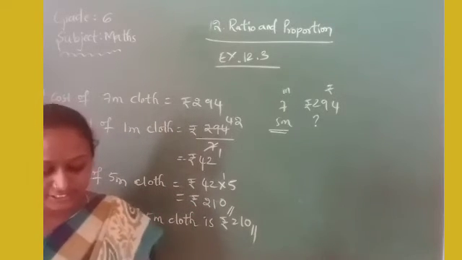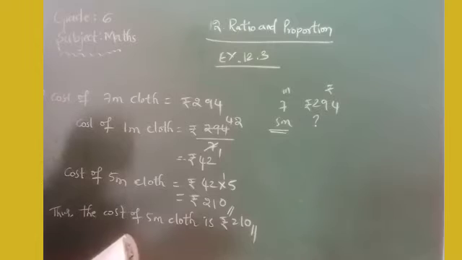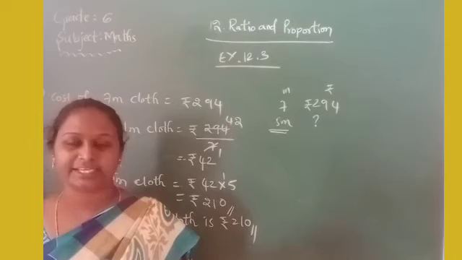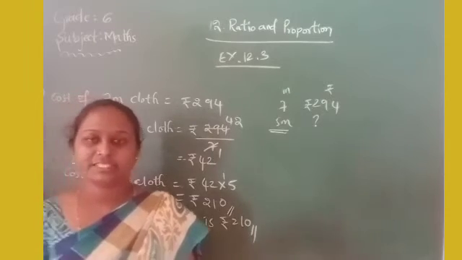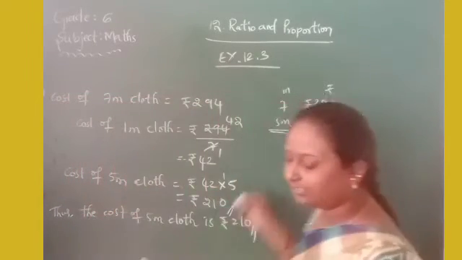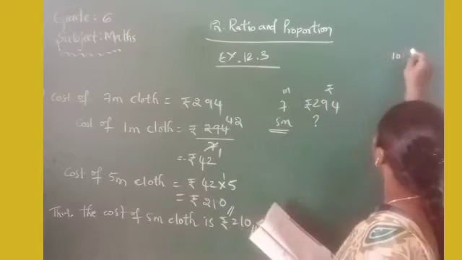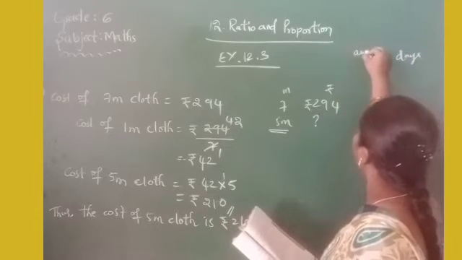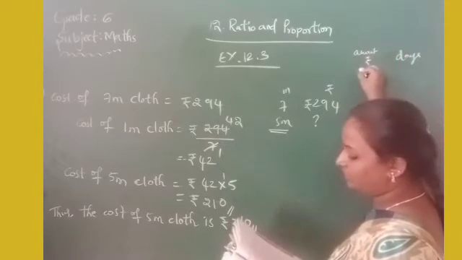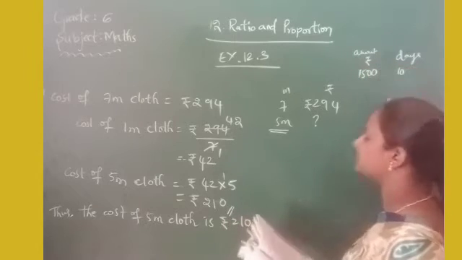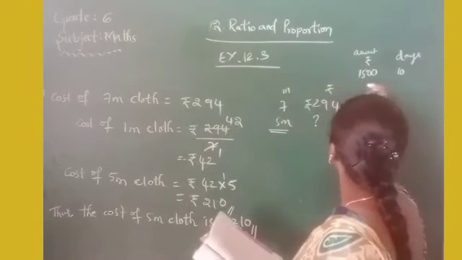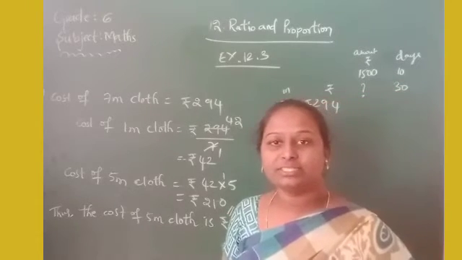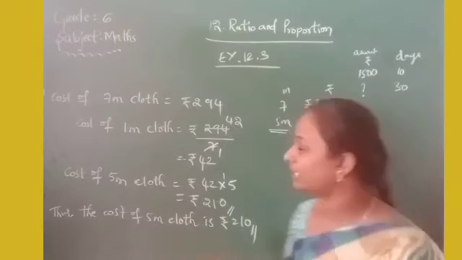Okay? Right. Similarly, in the second question, see, Ekta earns 1500 rupees in 10 days. How much will she earn in 30 days? So Ekta is earning in 10 days. Here the number of days and the amount in rupees are given. In 10 days she earns 1500 rupees. In 30 days, how much will she earn? First find for 1 day.